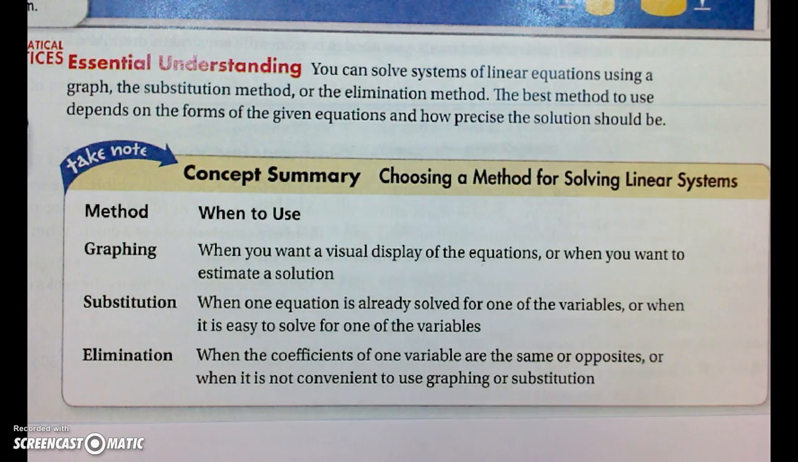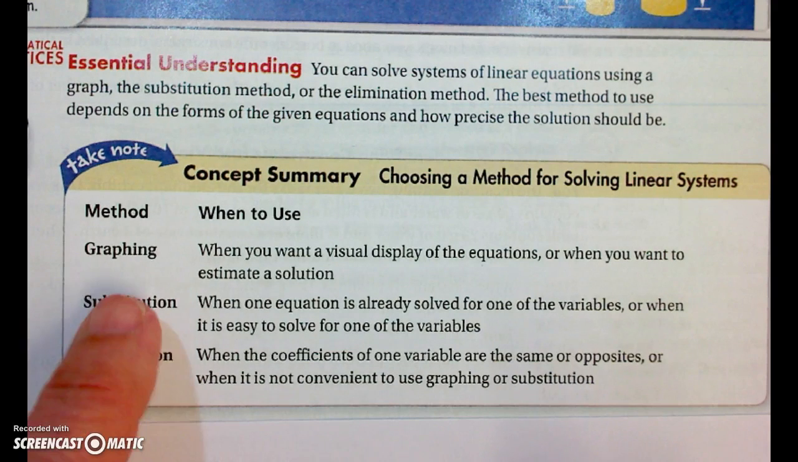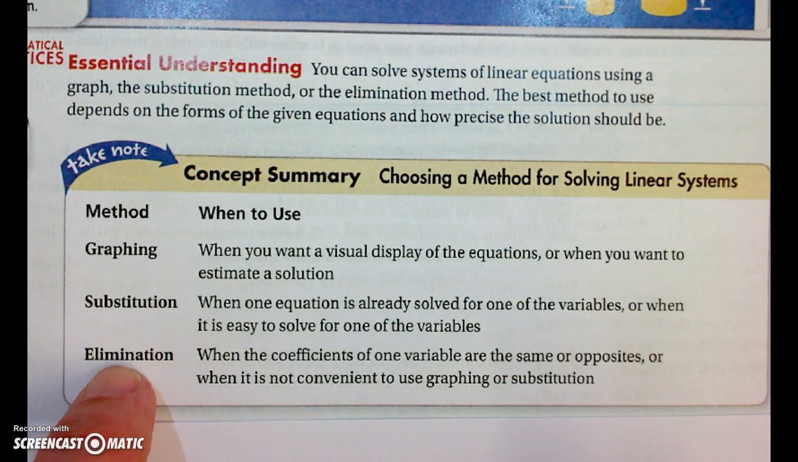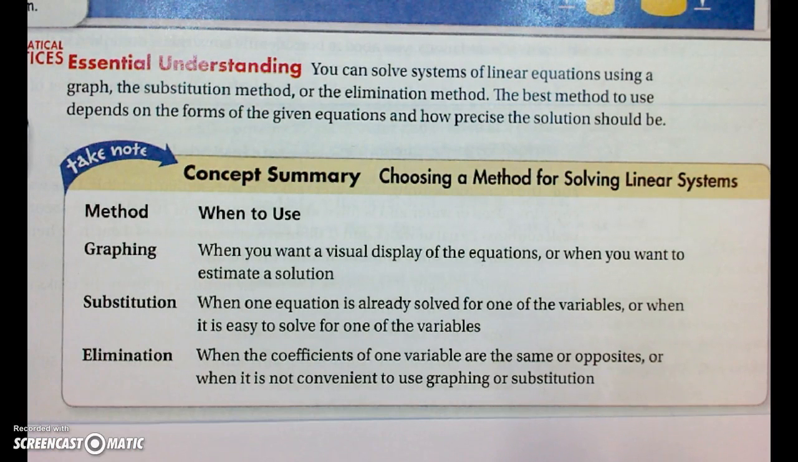It's a summary. The methods that we've learned are graphing, substitution, and elimination. When do we use them? Graphing, when you want a visual display of the equation, or when you want to estimate a solution. Substitution, when one equation is already solved for one of the variables, or when it's easy to solve for one of the variables. Elimination, when the coefficients of one variable are the same or opposites, or when it is not convenient to use graphing or substitution.